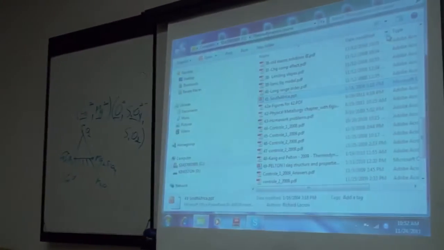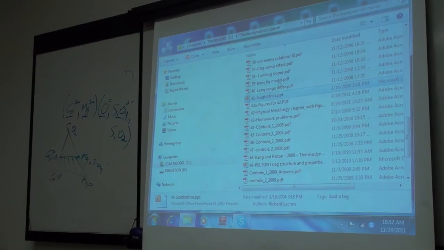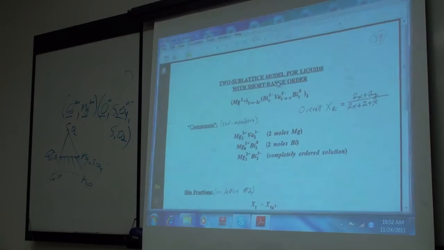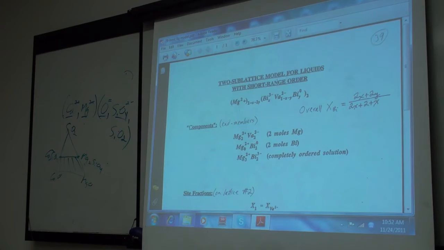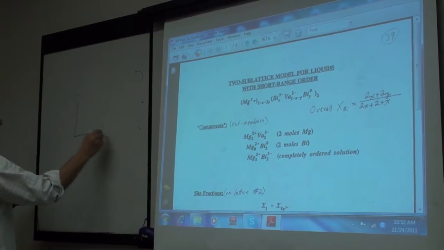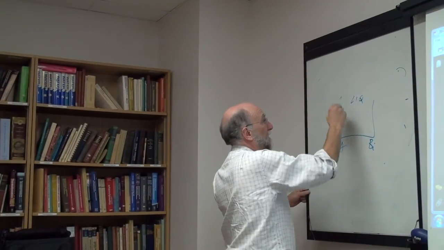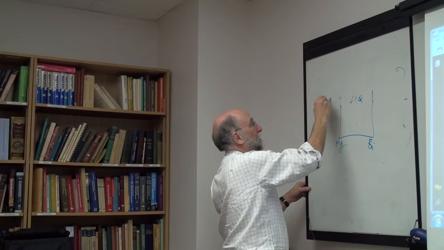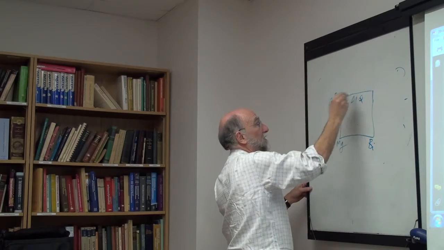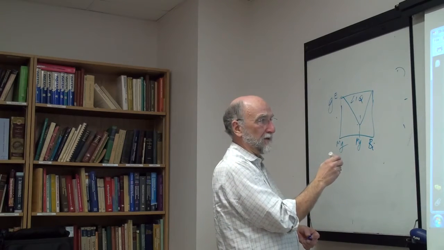If you wanted to look at the compound energy, or the ionic liquid model, here in file number 39 is how the ionic liquid model would be used for the magnesium bismuth system. Remember, in your magnesium bismuth system you have short-range order in the liquid phase. If you plot the excess Gibbs energy, you're going to get a very sharp minimum here. What is it, Mg3Bi2?